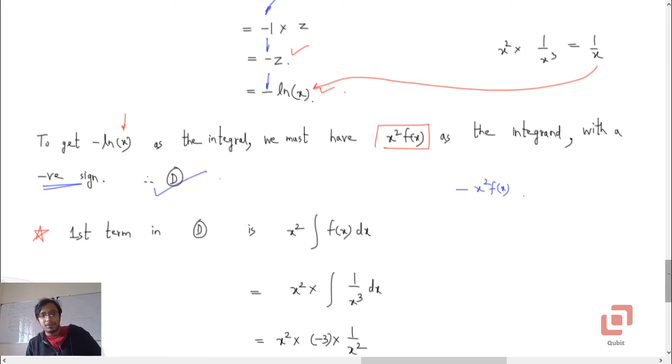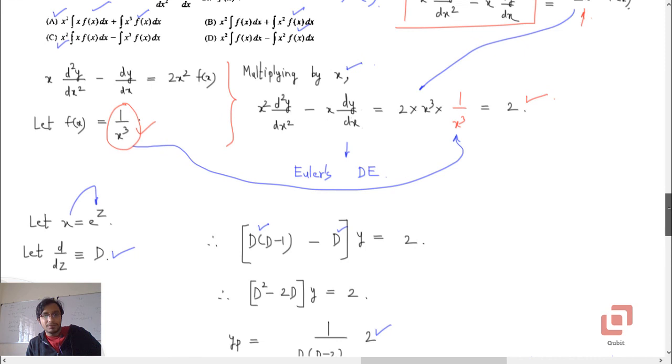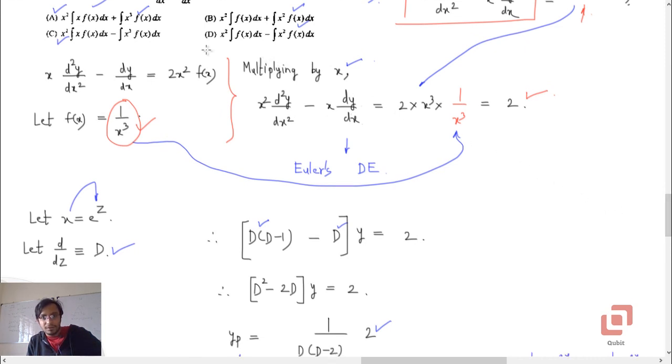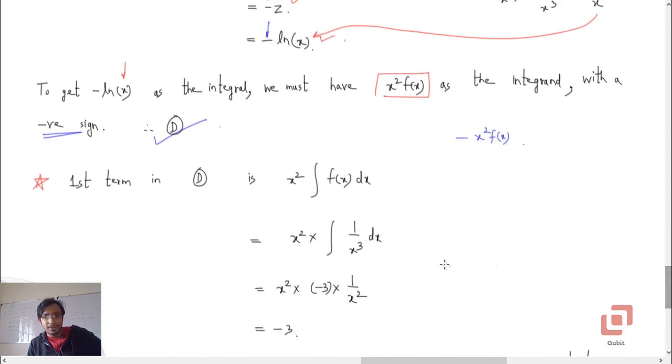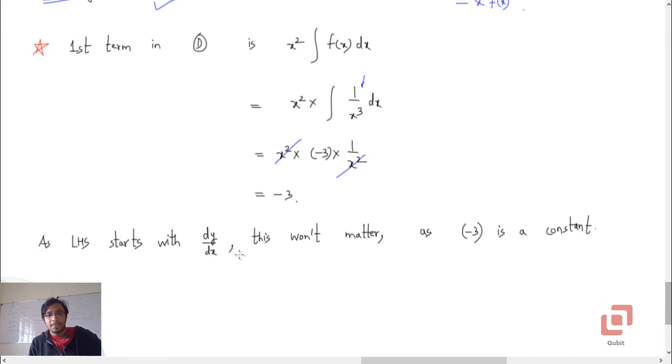Now if you are worried about the first term in option D, which is the integral of f of x into x squared, let's take care of it here. Integral of 1 upon x cubed is going to be negative 3 times x squared, and we've got minus 3 here, and this has now led us to a constant. But because we don't have the y term on the left hand side, this will not matter, because minus 3 is a constant.